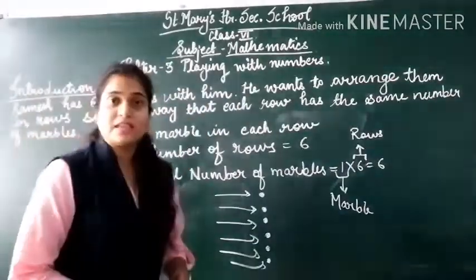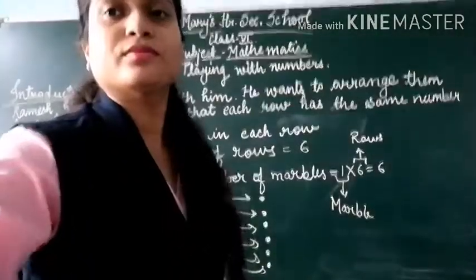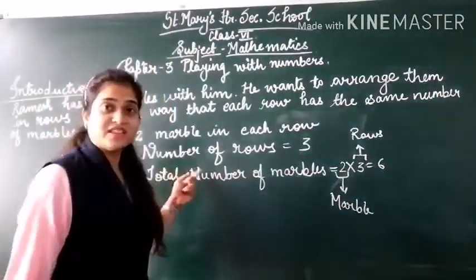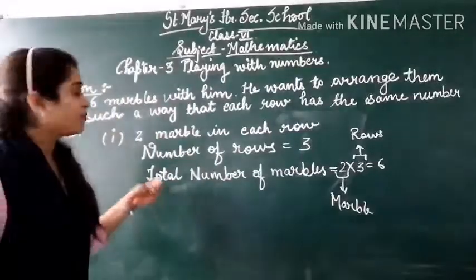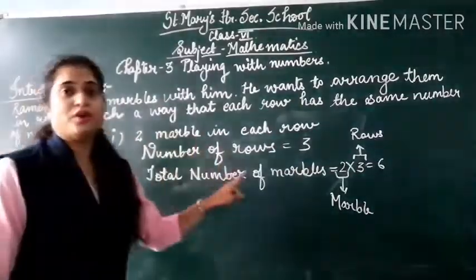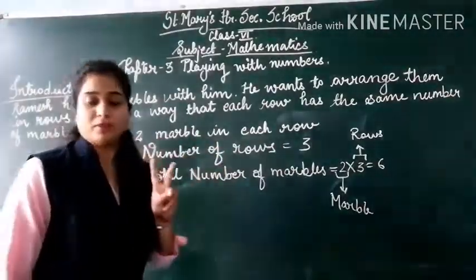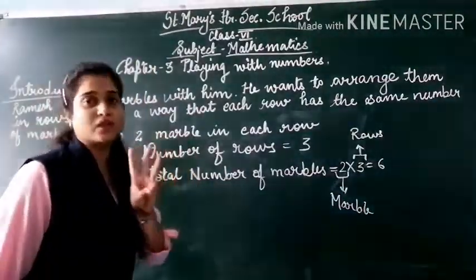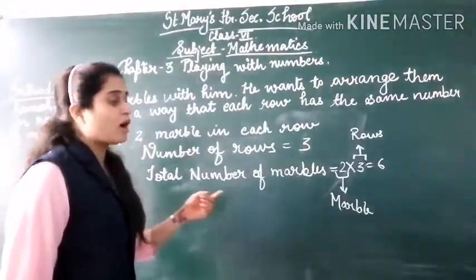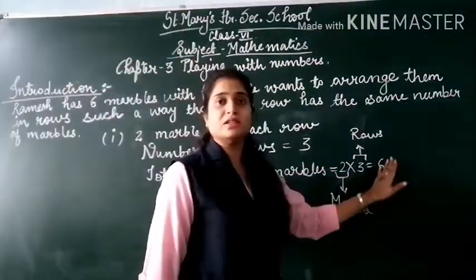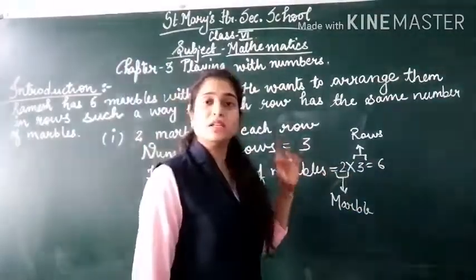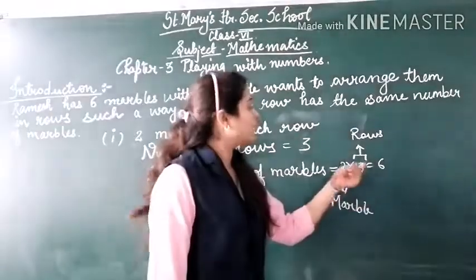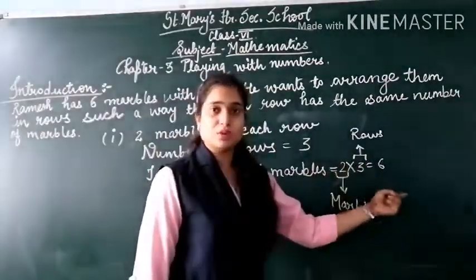Now let us see the second method. The second method that he has used to arrange the marbles is 2 marbles in each row. In each row he is keeping 2 marbles. And how many rows are there? Total 3 rows. So total number of marbles is 2 into 3, which is equal to 6.